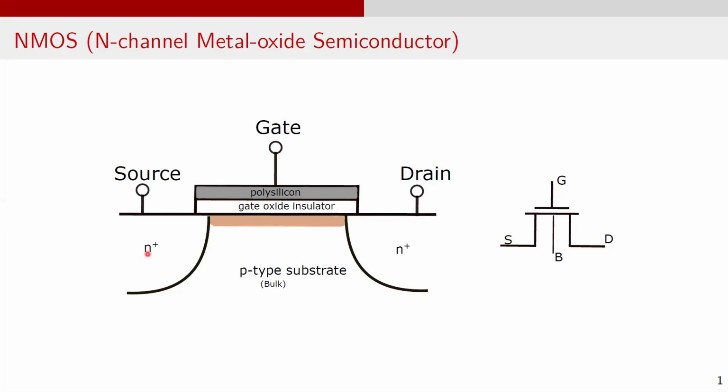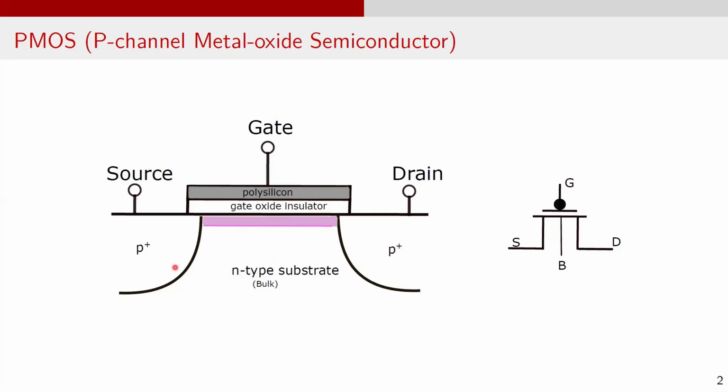The NMOS transistor consists of N plus doped source and drain regions, a P-type substrate, silicon oxide insulator, and polysilicon gate. When the source is connected to ground and a positive voltage is applied to the gate, a conducting channel forms beneath the gate, allowing current to flow between source and drain.